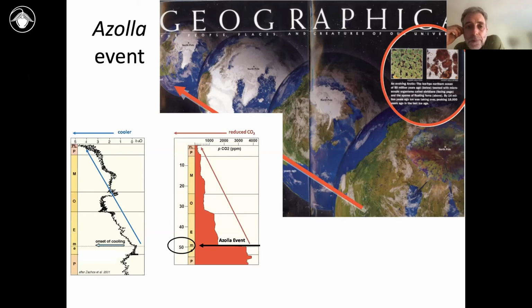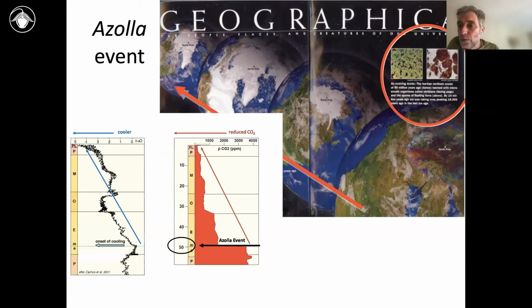So a long time ago, there was an incursion of fresh water around the North Polar Ocean. I don't know exactly why this happened, but basically it resulted in there being a layer of fresh water floating on top of the salt water of the ocean. And in that fresh water, apparently, it was great habitat for Azolla.